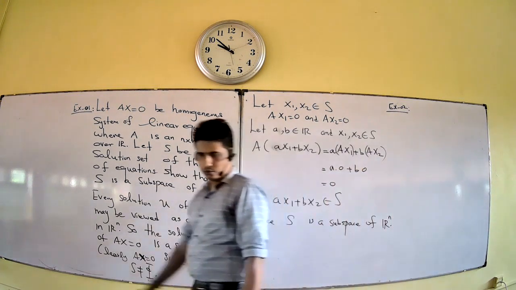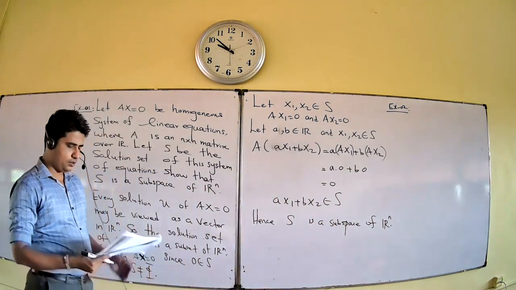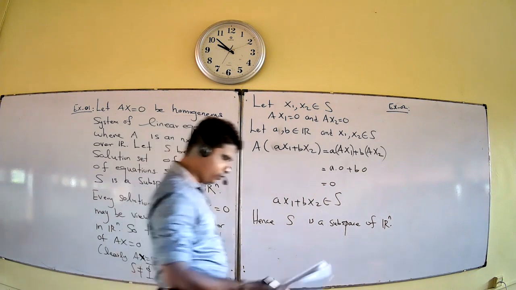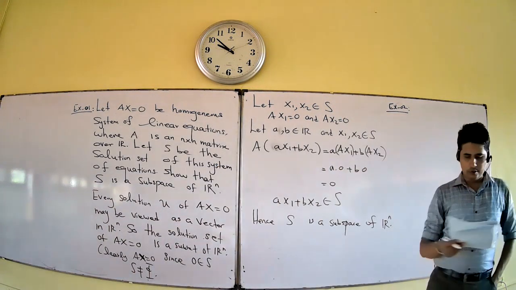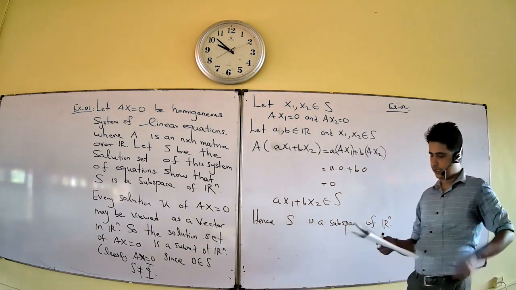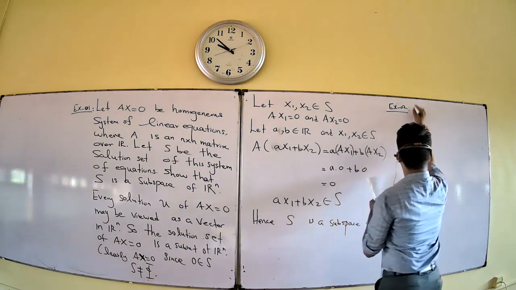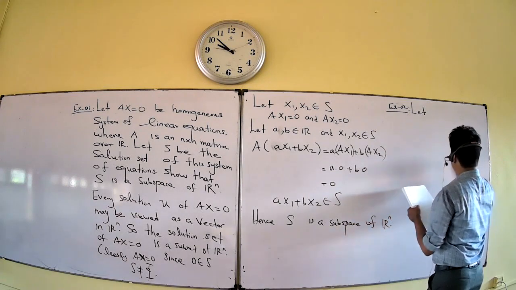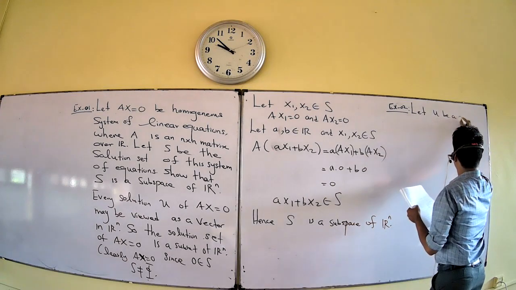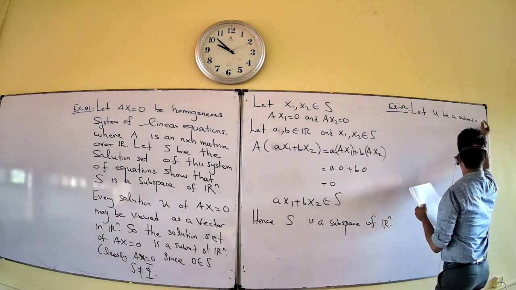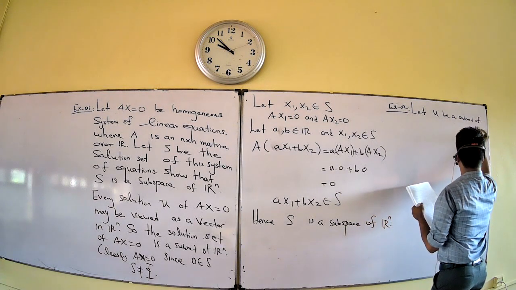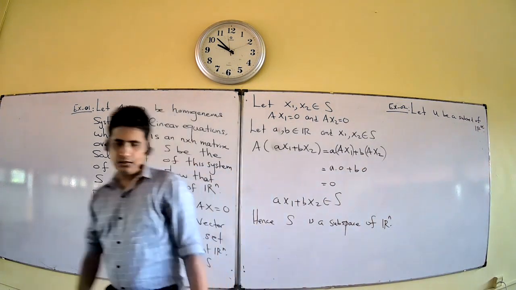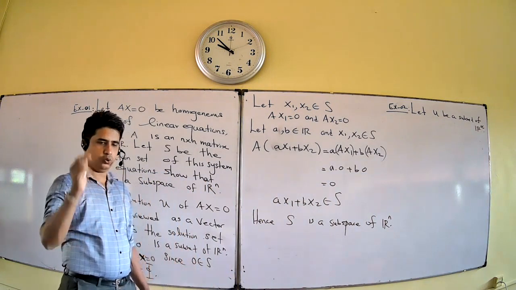Right, exercise number 2. This one is based on the R infinity sequence. They ask to prove that one of the sequences forms a subspace. Let U be a subset of R infinity. Did you understand this part? This R infinity means sequence, no? That means U1 and U2 and U3 and so on.